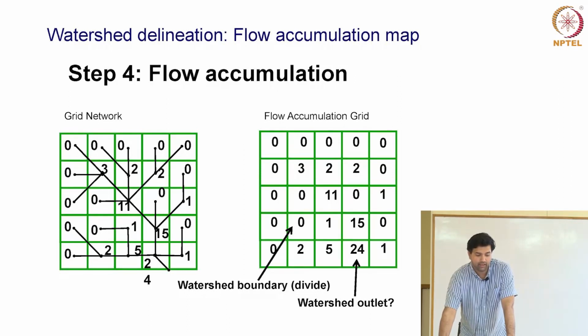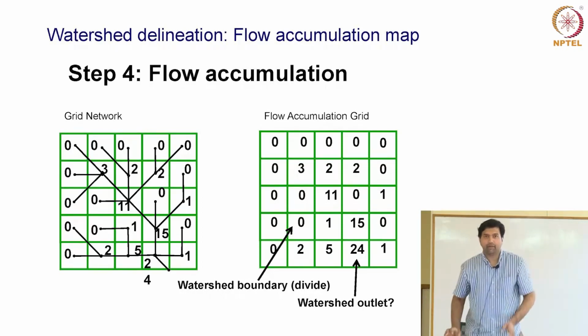So let's say we consider this top left cell. No cell is draining into this cell, so it is 0. Now if you consider the cell at the bottom, there are 3 cells draining into this cell. So one is here, one is from here, and then the other one is from here. And now if you consider this cell, 11 cells are draining. So this 3 plus 1, 4 is coming from here. These 3 are coming from here. This one is coming from here. These 3 are coming from here. So your flow accumulation number is 11.